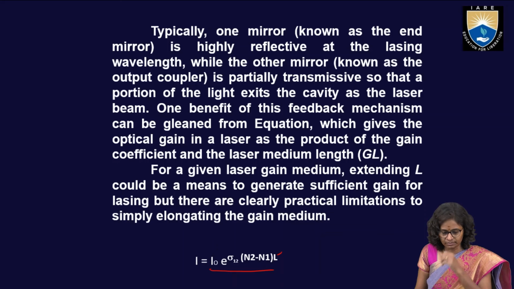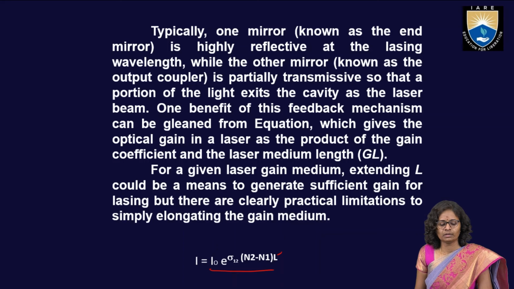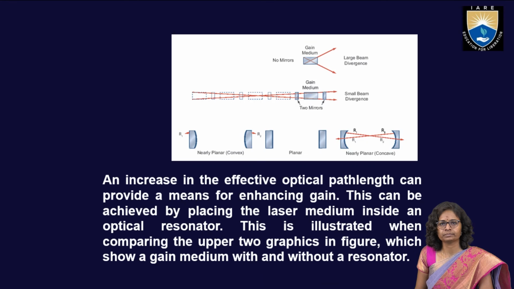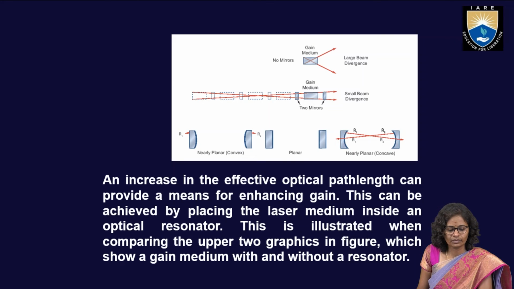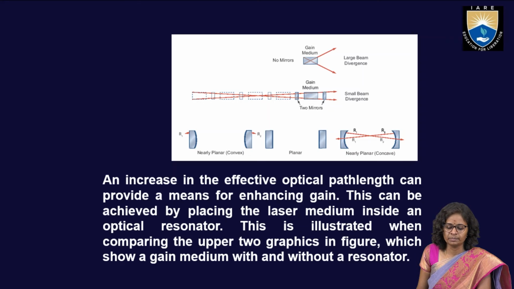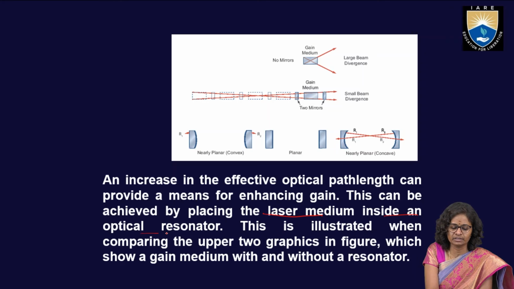For a given laser gain medium, extending L could be a means to generate sufficient gain for lasing, but there are clearly practical limitations to simply elongating the gain medium. Increasing the effective optical path length can provide a means for enhancing gain. This can be achieved by placing the laser medium, which means the gain medium, inside an optical resonator.